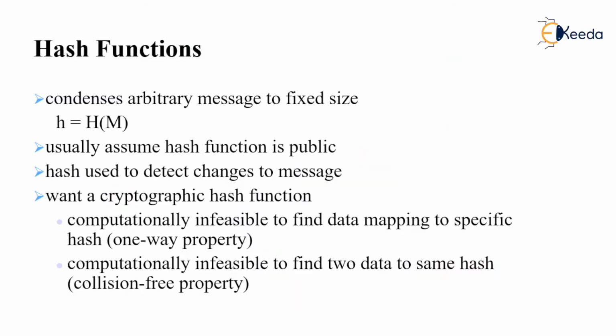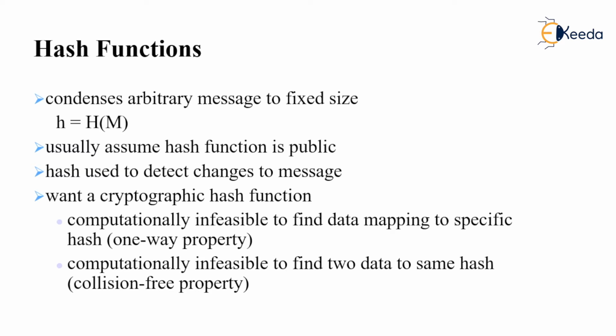What is a hash function basically? A hash function condenses an arbitrary message to a fixed size. That means if we implement the hash functionality on any message, then it converts a complete plain text message into a fixed-sized message. Usually it is assumed that a hash function is a public function. That means the hash functionality is implemented using the public key of the sender. Hash is used to detect the change of messages.